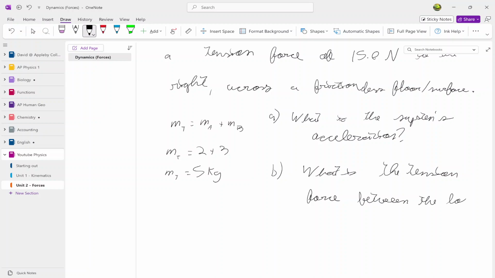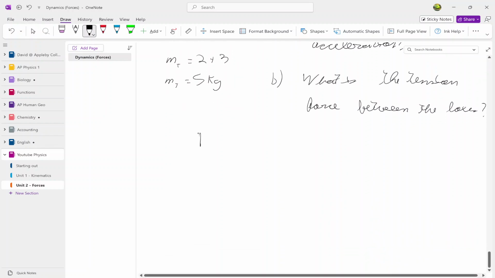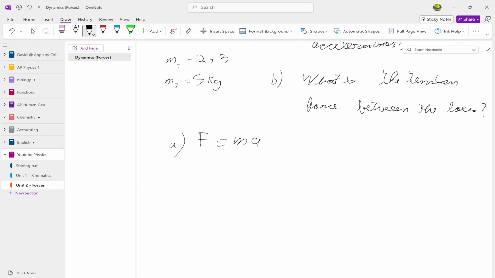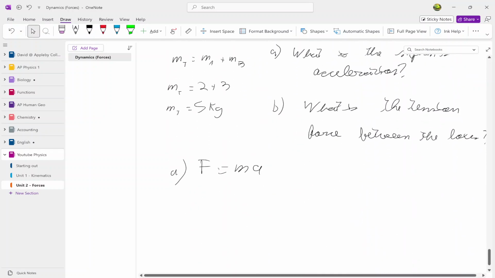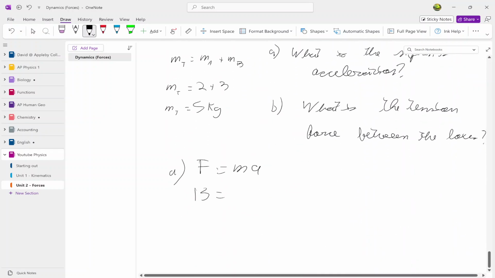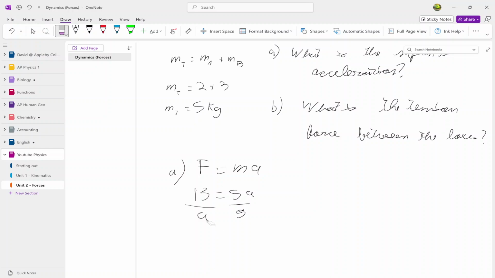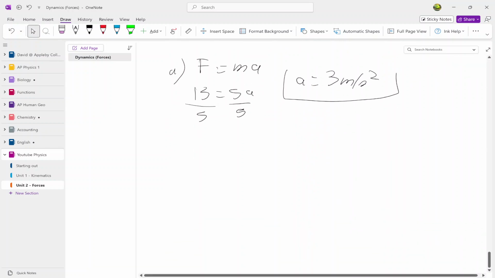This one's good. This has to do with the diagram I just drew 5 seconds ago. So easily we can just do F equals ma. Force is, what was it, 15 newtons? Mass is 5, acceleration, divide by 5. Acceleration equals 3 meters per second squared. Okay, so that's the acceleration. What is the tension force?